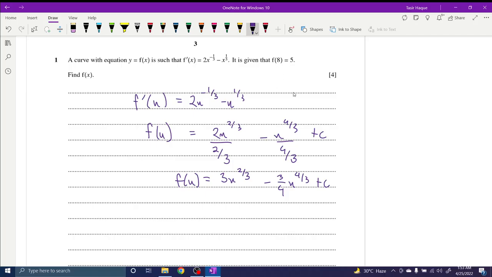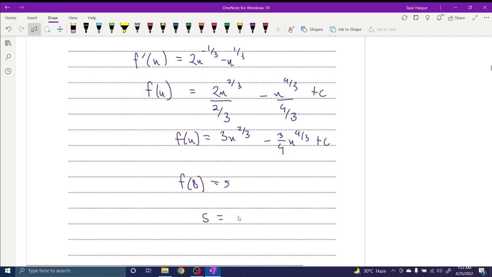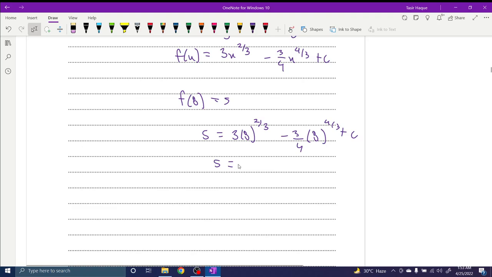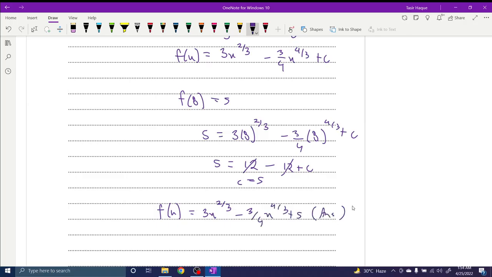So we know that f(8) is equal to 5, right? So 5 is equal to 3, 8 to the power 2 by 3 minus 3 by 4, 8 to the power 4 by 3 plus c. Five is equal to 12 minus 12 plus c. So c is equal to 5, right? So f(x) is equal to 3x to the power 2 by 3 minus 3 by 4x to the power 4 by 3 plus 5. That's our answer.